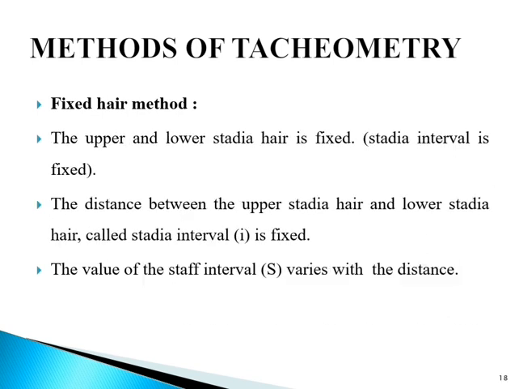In the fixed hair method, the upper and lower stadia hairs are fixed, or say the stadia interval is fixed. The distance between the upper stadia hair and the lower stadia hair, called the stadia interval and denoted by small i, is fixed, and the value of the staff intercept, say capital S, varies with the distance.